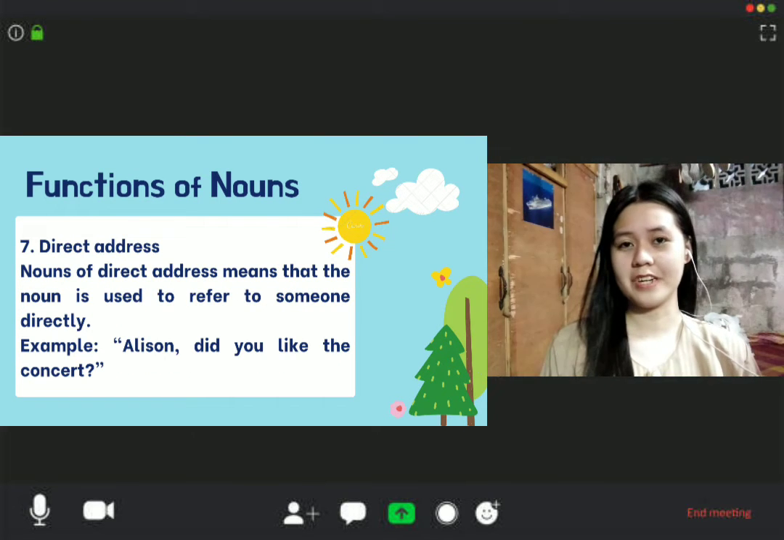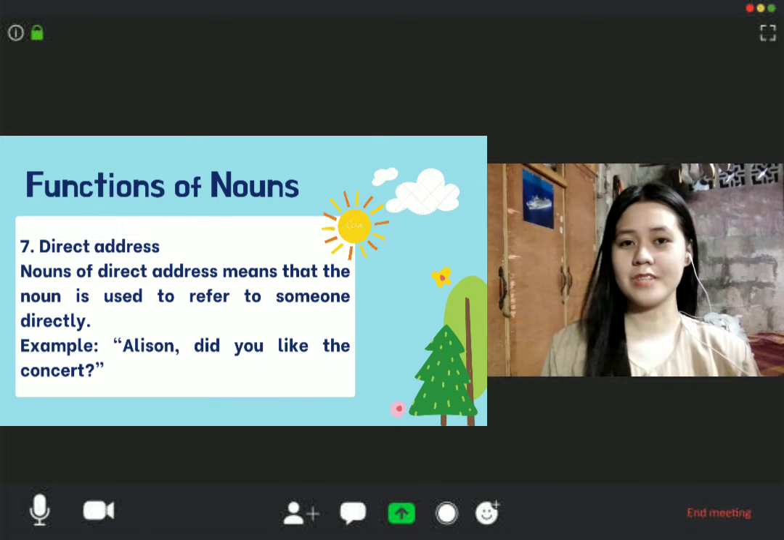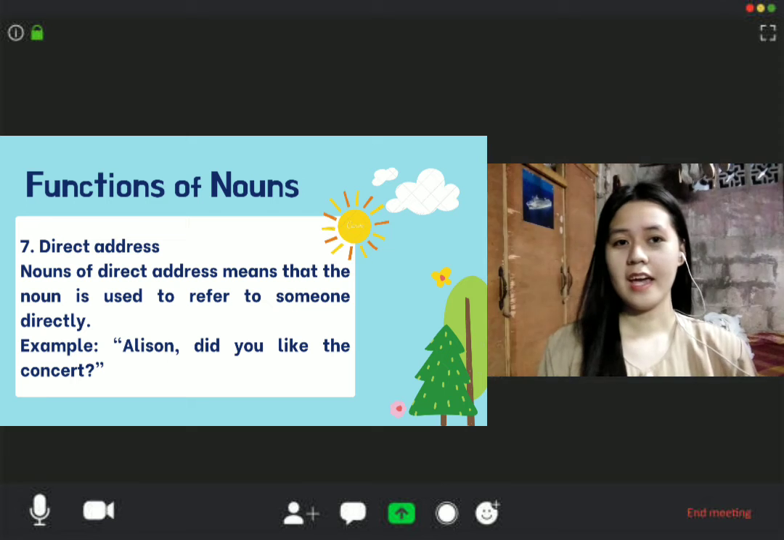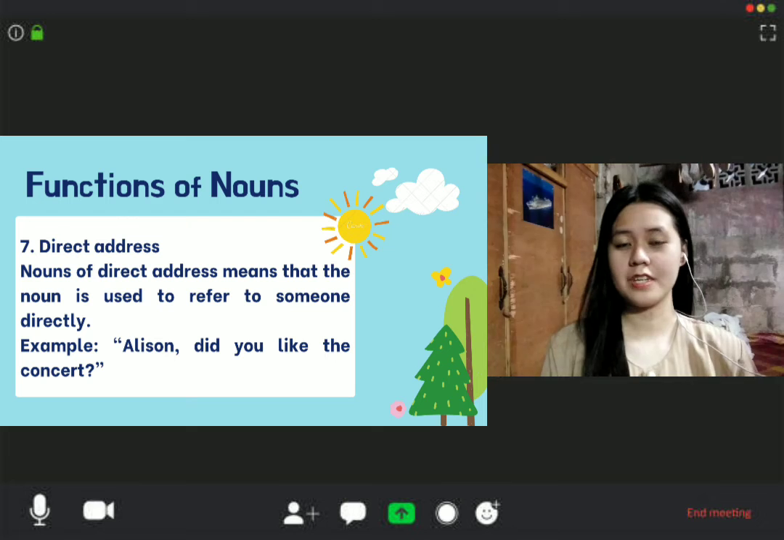Next, nouns of direct address means that the noun is used to refer to someone directly. It is used to indicate that a speaker is directly addressing a person or a group. For example, Allison, did you like the concert? It shows us that the speaker is talking directly to Allison and the speaker is using her name to get her attention and to show that the question is meant for her.